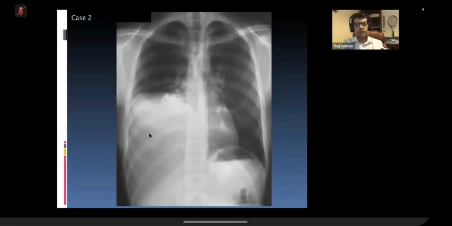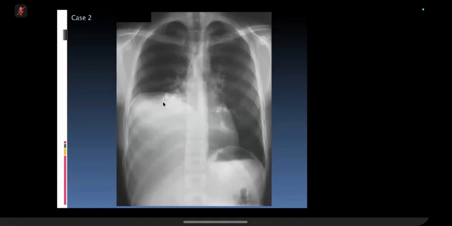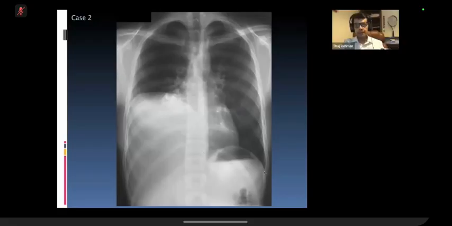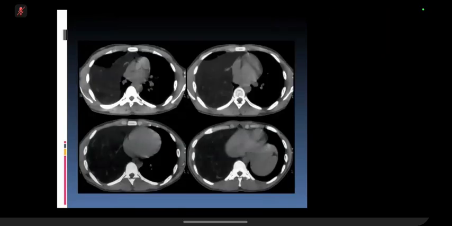Yeah. So just to give you that concept of the dome of diaphragm and its anatomy, I will give you a CT now for the same patient.